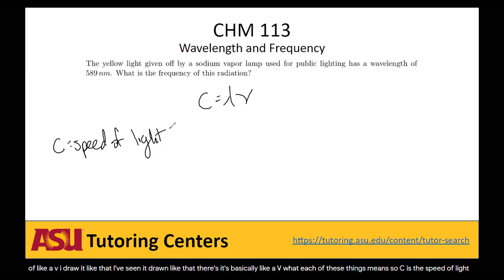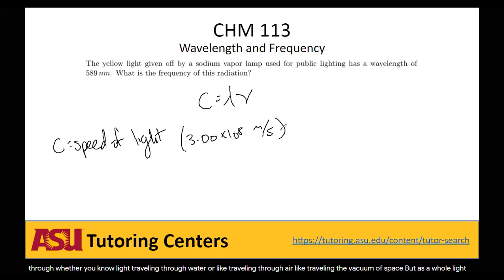So very famously, light travels at a certain speed. There's slight variance depending on what medium it's going through, whether it's light traveling through water, or air, or the vacuum of space. But as a whole, light always travels at a constant speed of 3.00 times 10 to the 8th meters per second. That is light speed. All light travels that fast. Nothing can travel faster than that. Nothing in the universe travels faster than light, at least that we currently know of. Okay, so that's the speed of light.